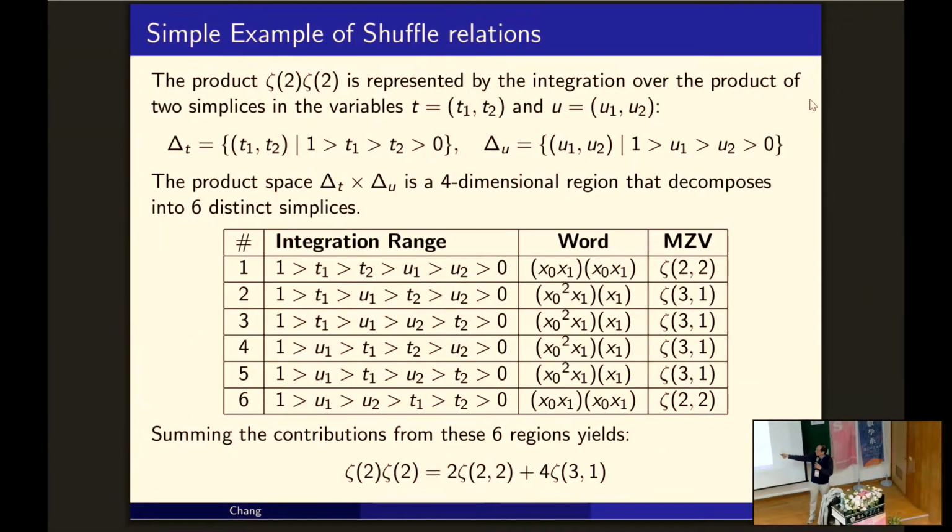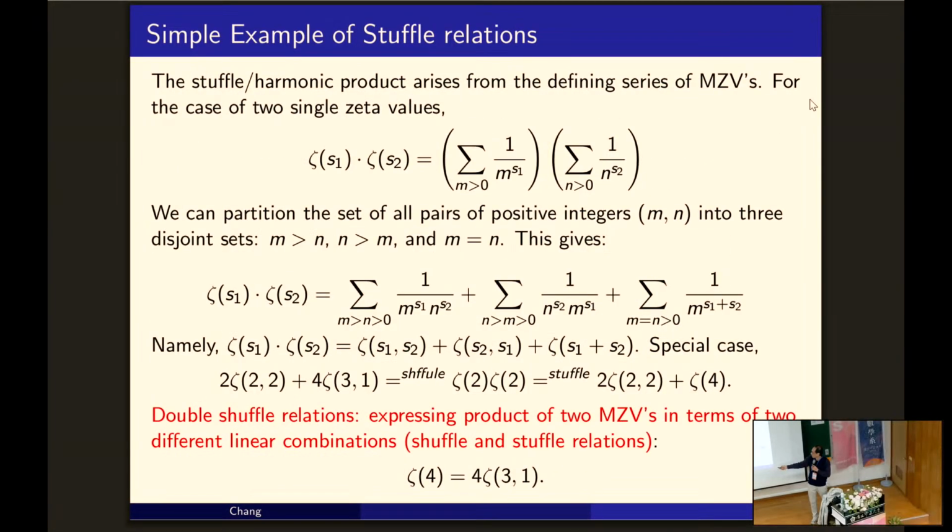But on the previous page, I mentioned that you can use iterated integrals to produce another linear combination, called the shuffle relation. The product of zeta(2) and zeta(2) is equal to 2 zeta(2,2) plus 4 zeta(3,1). So you have the left-hand side identity from each relation. Finally we cancel 2 zeta(2,2), and we get zeta(4) equal to 4 zeta(3,1). This is one simple example of how we can produce linear relations among MZVs.